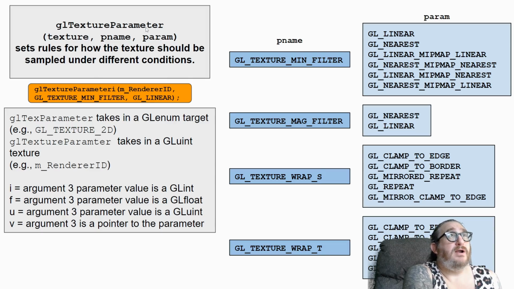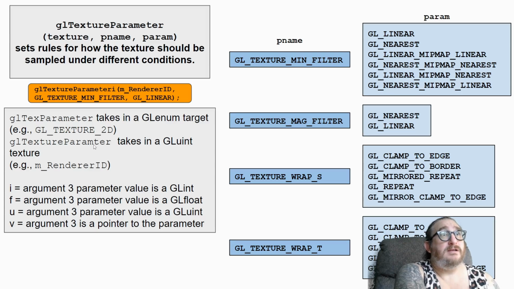Again, glTextureParameter is a newer function in OpenGL 4.5. The old version was glTexParameter, and these work a little bit differently. glTexParameter takes in a target, and then you have to assign your texture to it later. glTextureParameter takes in the texture itself instead. And as we've already established earlier in the process, our target is GL_TEXTURE_2D.